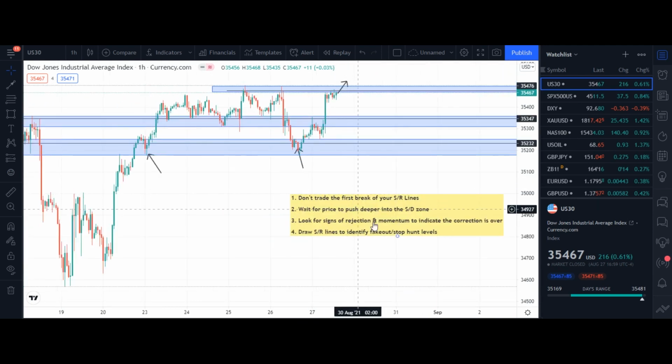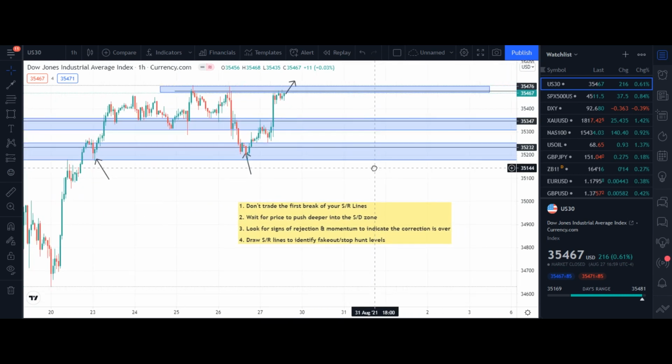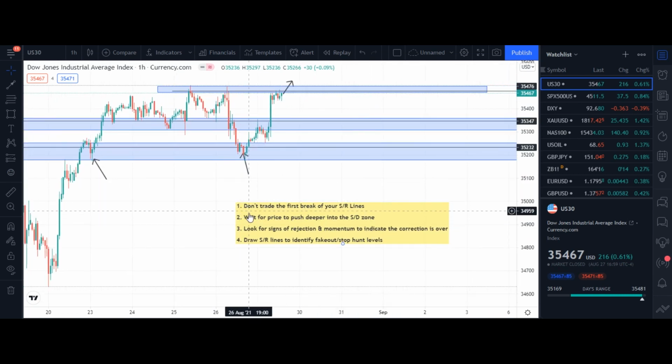So I wrote down a couple of notes here. If you're taking notes, taking screenshots, write these down. One, don't trade the first break of your support and resistance lines. Again, that's how you get trapped. We're redefining what these lines are for. These are not to look for blind entries. This is simply to identify fake out levels, stop loss hunt levels.